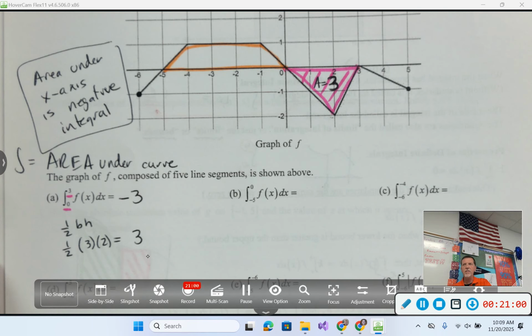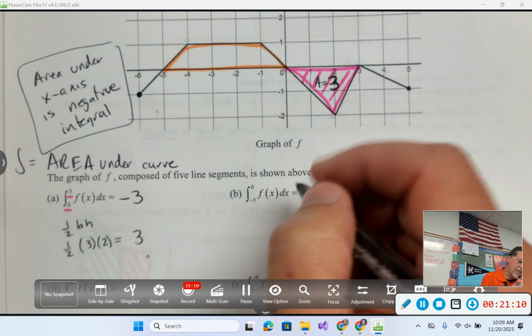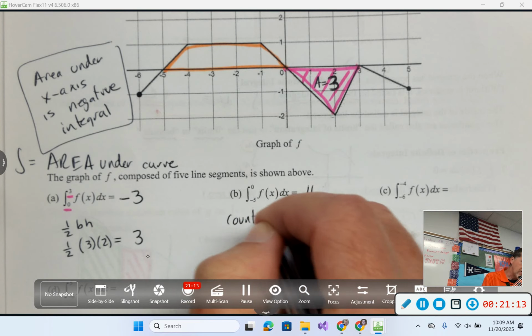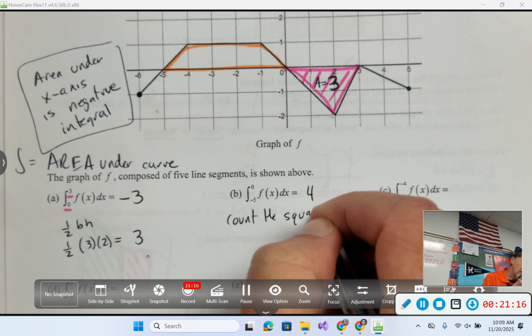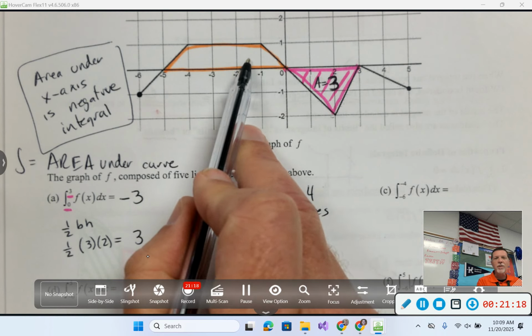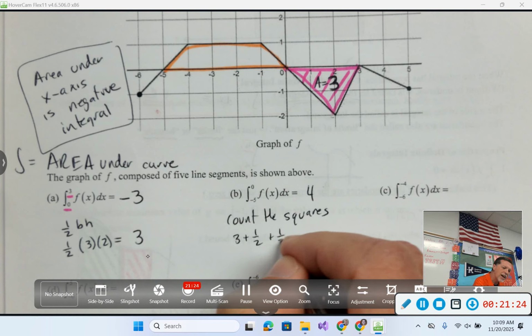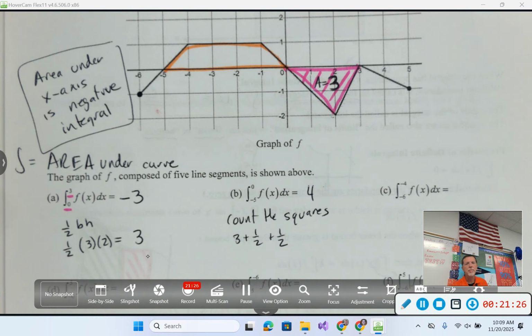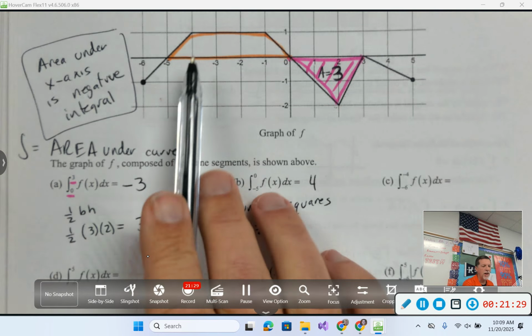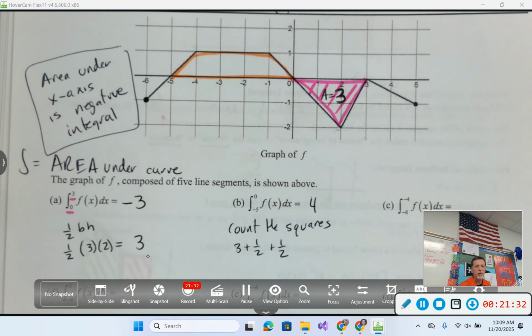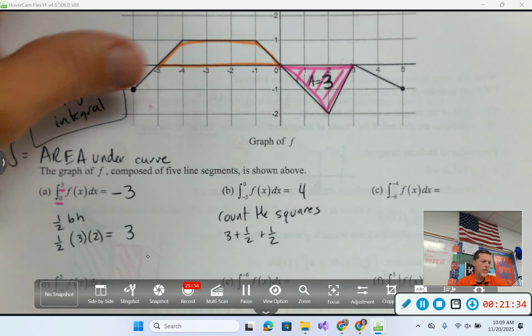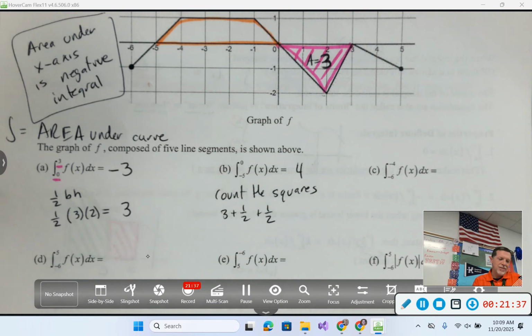From -5 to 0. It's a trapezoid, but Barrett, where'd you get 4 from? Perfect. 4. Count the squares. Right? Don't overcomplicate things with formulas. When there's 3 squares in the middle, there's a half on each end. So 3 plus a half is 4. Or maybe from left to right, a half plus 3 plus a half is 4. Right, so it's geometry, but it's also just count the squares.